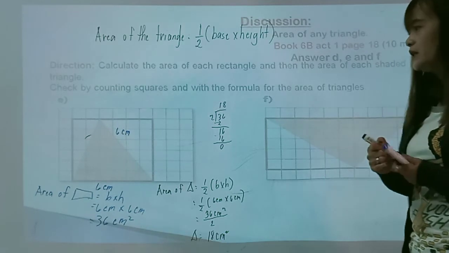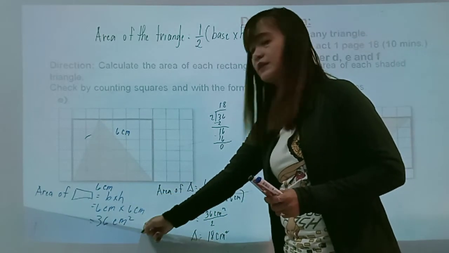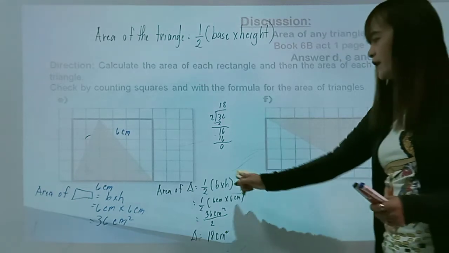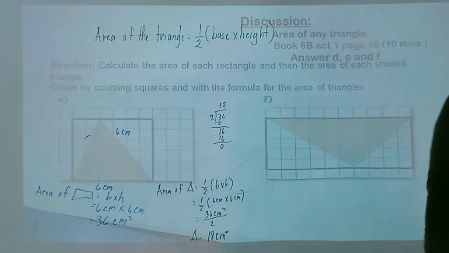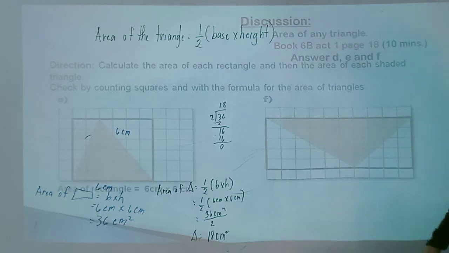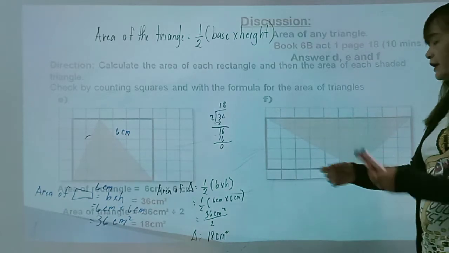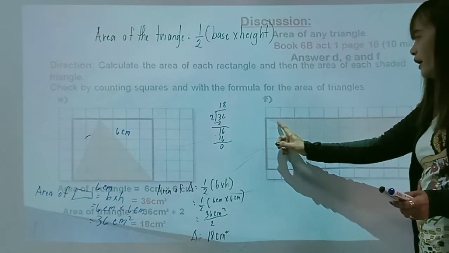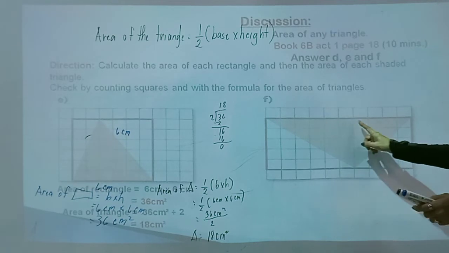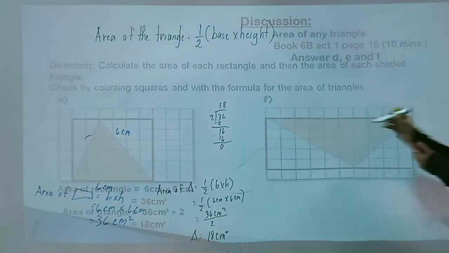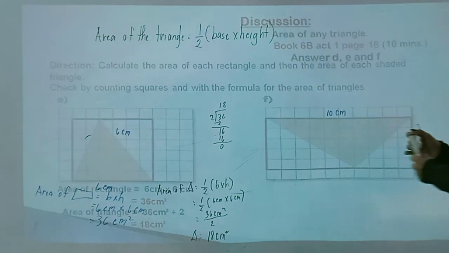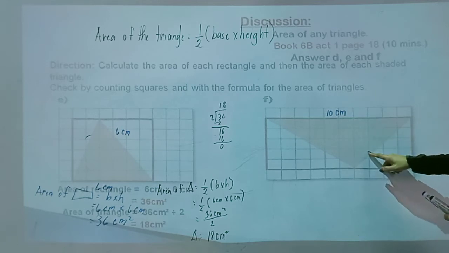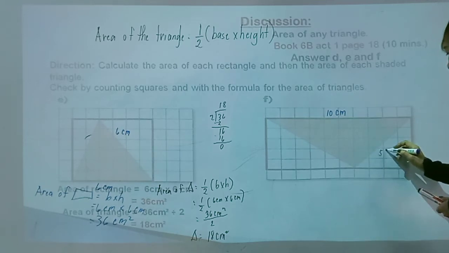Again, for letter E, the area of the rectangle is equal to 36 centimeter squared, and the area of the triangle is 18 centimeter squared. Can you follow, class? Okay, so let us proceed to the next one. Here for letter F, again let us find the base. Let us count the shaded squares. 1, 2, 3, 4, 5, 6, 7, 8, 9, 10. So this is 10 centimeter. How about the height? Let us count the height. 1, 2, 3, 4, 5. The height is 5 centimeter.